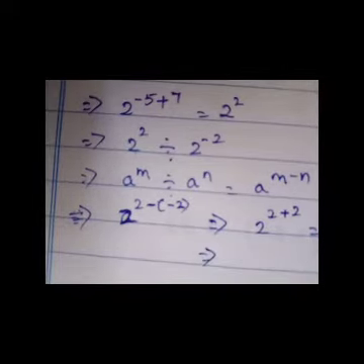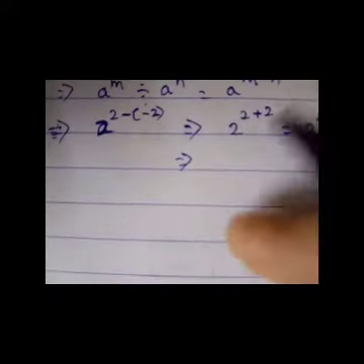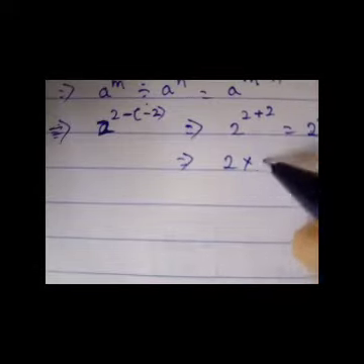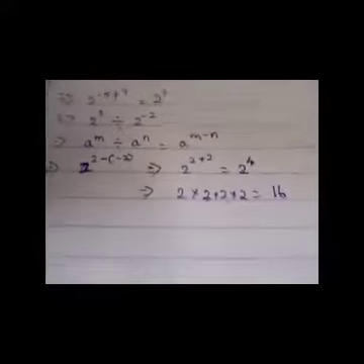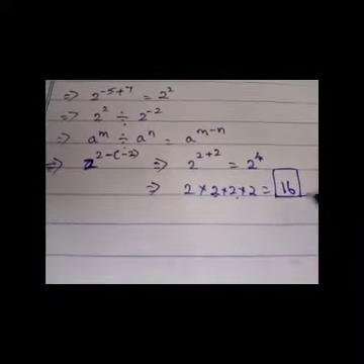Now as the power is 4, what will you do? You have to multiply the base 4 times. 2 into 2 into 2 into 2, which is equal to: 2 2s are 4, 4 2s are 8, 8 2s are 16. So your answer is 16. Have you understood, students?